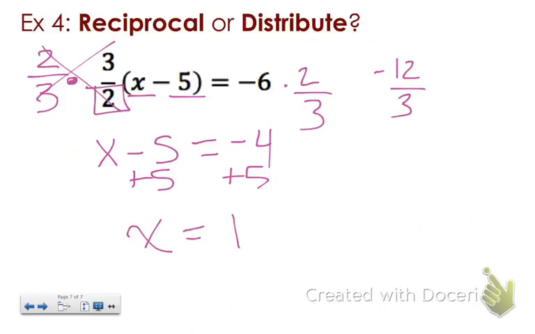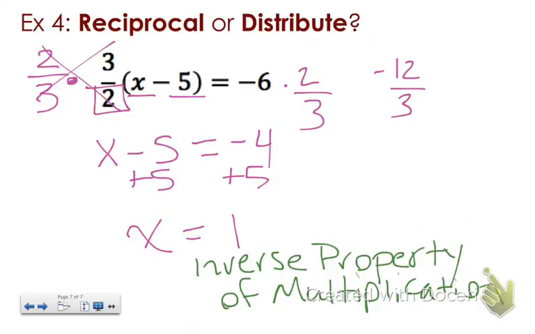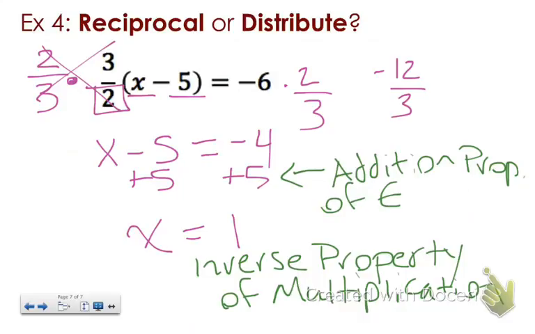And since we're talking about justifying, the property that allows us to multiply by a reciprocal and get 1 is the inverse property of multiplication. Alright, so if I was justifying that first step in solving this equation, it would be the inverse property of multiplication. And then if I was justifying the next step, it would be the addition property of equality, because I'm adding 5 to both sides.